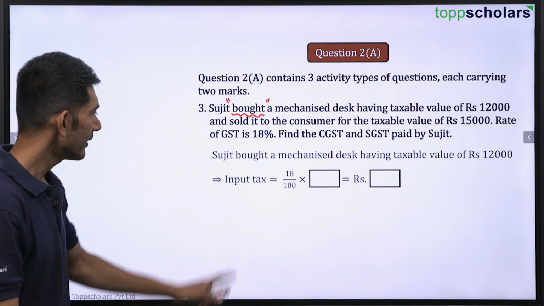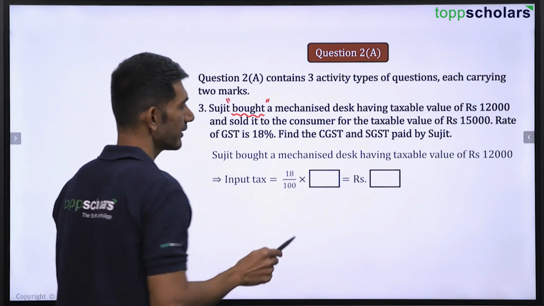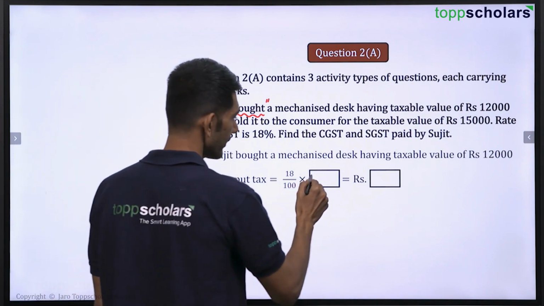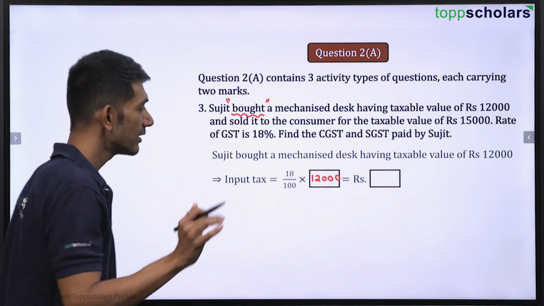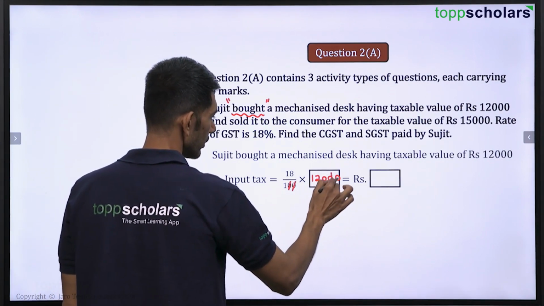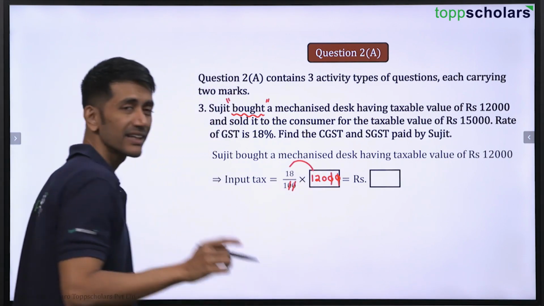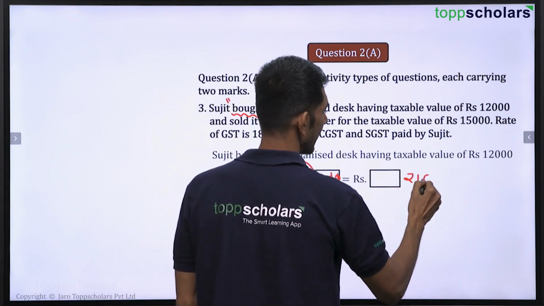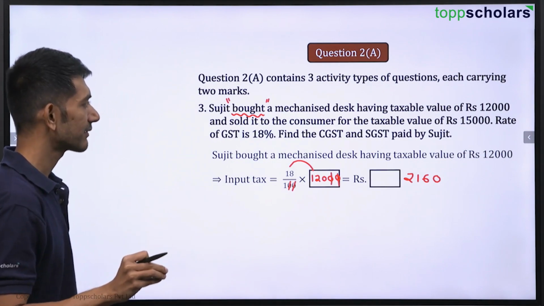So can I say the input tax here is going to be 18 by 100, that is 18% of 12,000, right? 18% of 12,000. They're expecting us to write down the actual answer as well. So this 0, 0, 0, 0 gets cancelled. 18 into 12 is 216 and this becomes 2160. So this is the GST, that is the input tax, right?